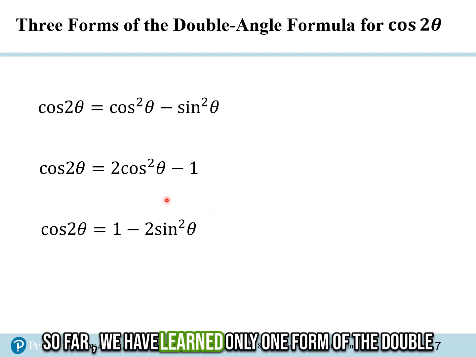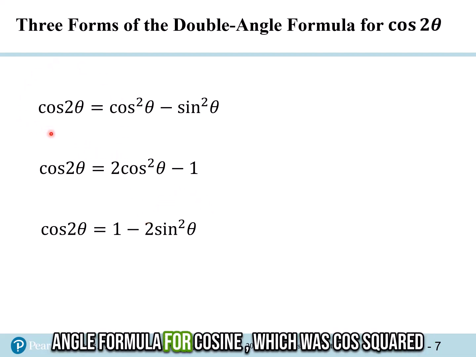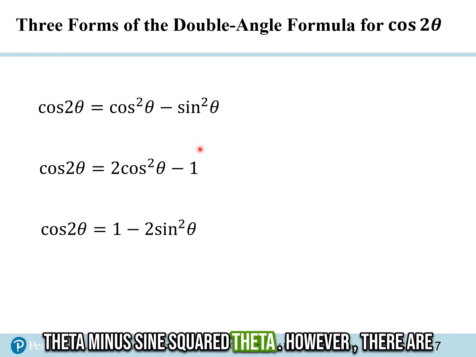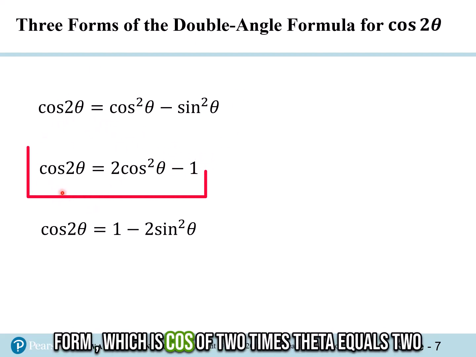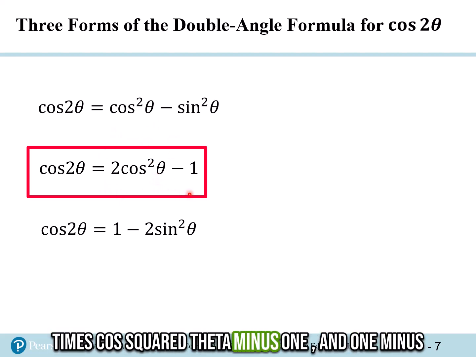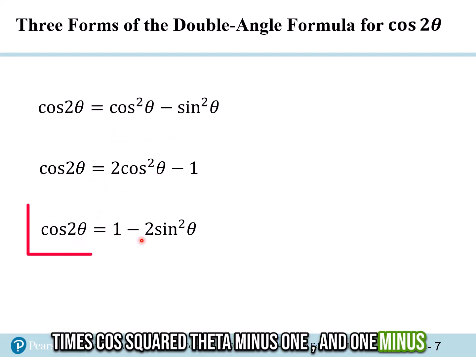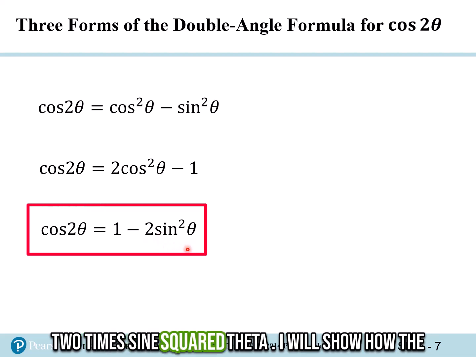So far we have learned only one form of the double angle formula for cosine, which was cos squared theta minus sine squared theta. However, there are two other forms which are derived from the first form, which is cos of 2 times theta equals 2 times cos squared theta minus 1 and 1 minus 2 times sine squared theta.